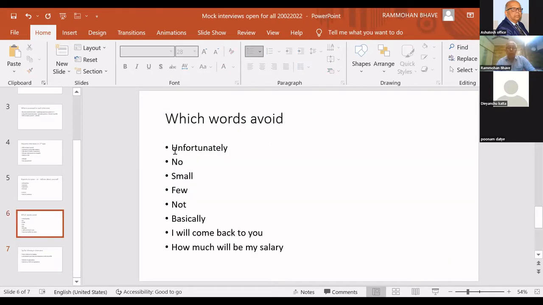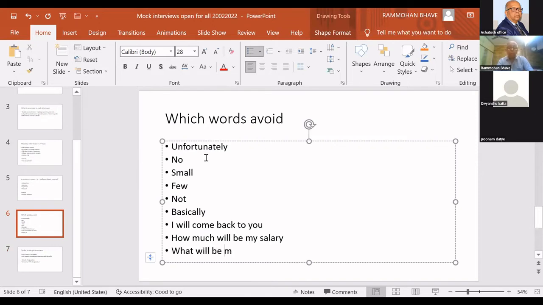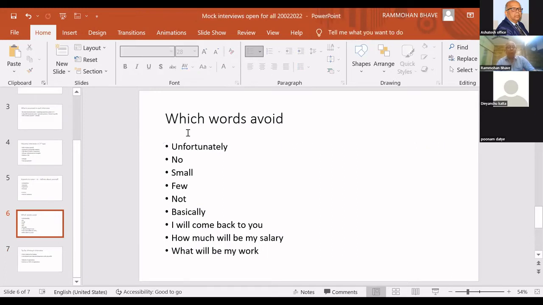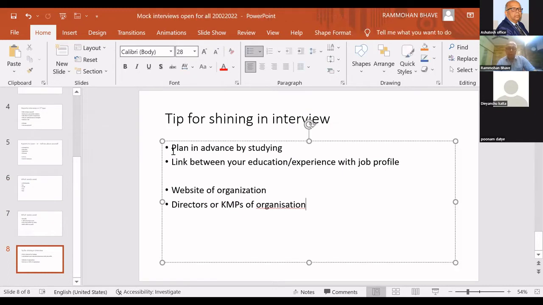Again, here, do not ask, "What will be my work?" It means that you do not know the job profile, you have just gone like that. Don't do that. Now, what you should go prepared with: carry a notebook, or if possible a laptop, or if possible an iPad.